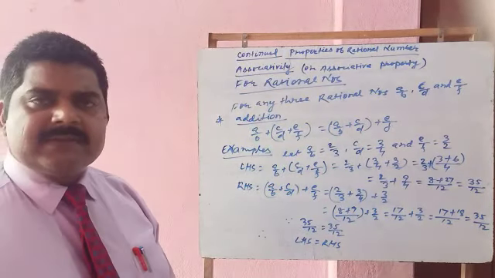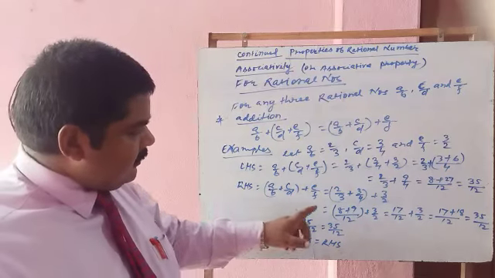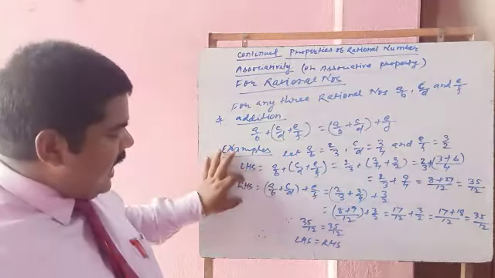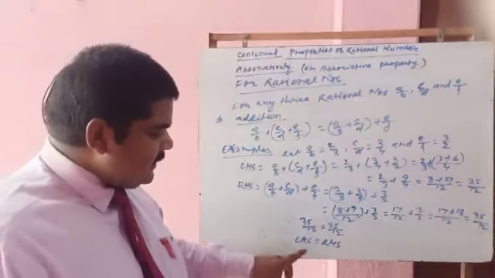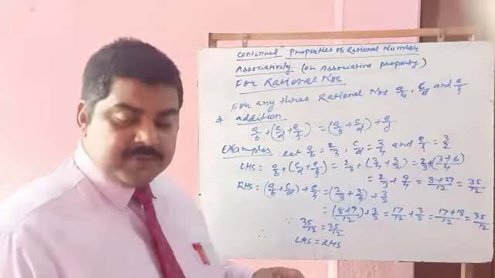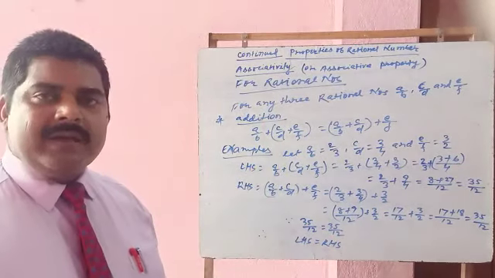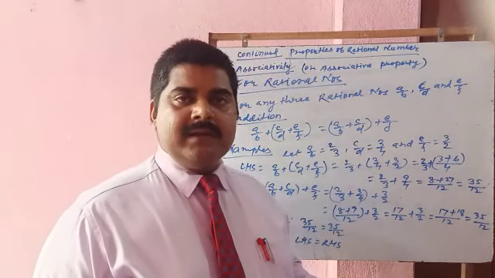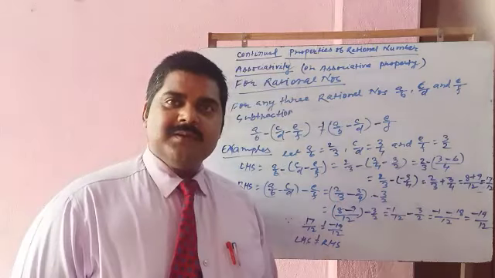My dear students, what do we conclude? We observe that in both cases, LHS is 35/12 and RHS is 35/12, so LHS is equal to RHS. Actually, we conclude that it is associative. So addition of three rational numbers follows the associative property.